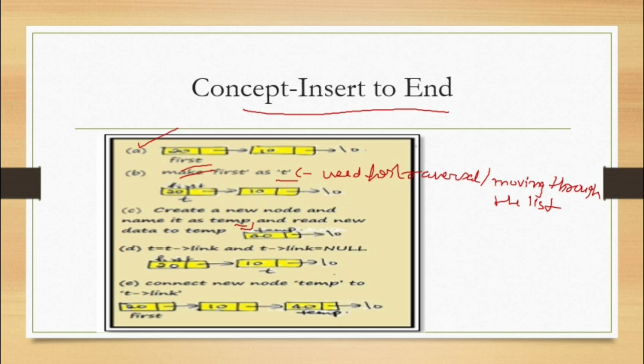Then we need to connect this t link. When we move, t will come here, as shown here. Then we need to connect this t's link to the temp. When we do that, this node will be created. So let us understand that concept using the code given in the next slide.